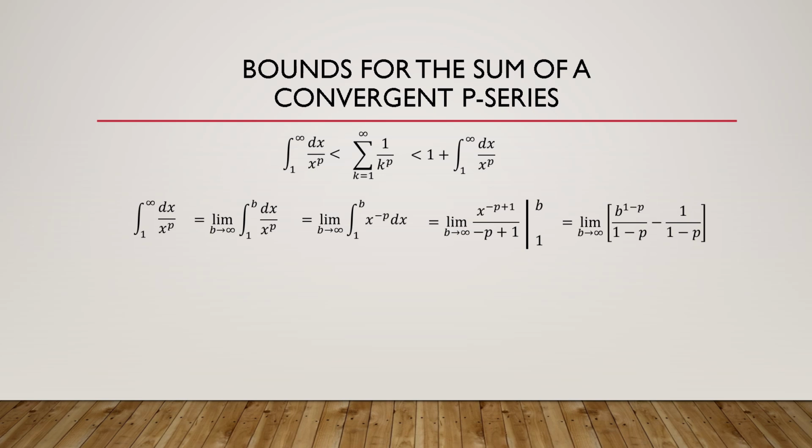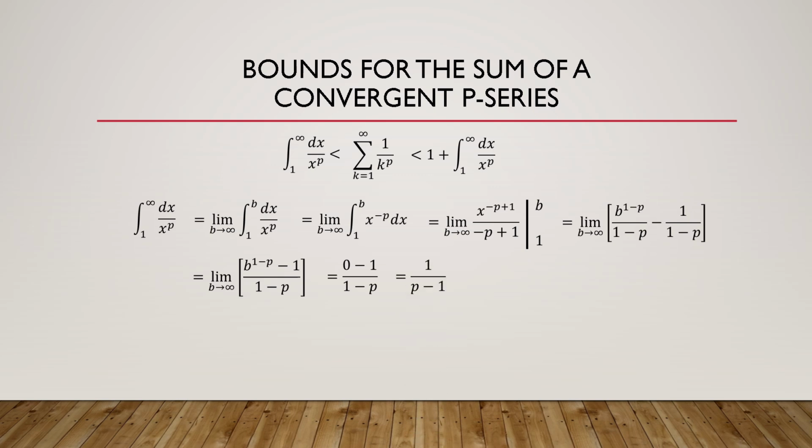Since there is a common denominator, we can combine the numerators to get the limit as b approaches infinity of b to the 1 minus p, minus 1, over 1 minus p. Since the convergent p-series only applies to p greater than 1, b to the 1 minus p will always result in a negative exponent. So the limit as b approaches infinity of this term will be 0, giving 0 minus 1 over 1 minus p, which is equal to 1 over p minus 1.